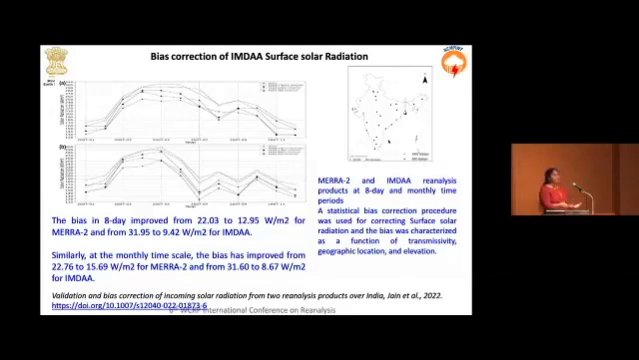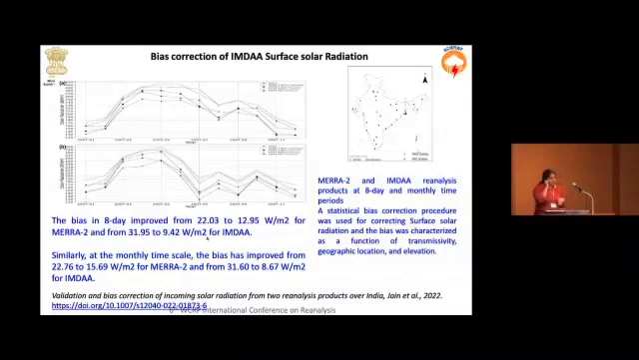Initially they found that there is a lot of bias in the regional reanalysis compared to the global reanalysis, but after they did bias correction, the solar radiation bias improved from 22.03 to 12.95 watts per meter square for the global reanalysis. For the regional reanalysis, the bias was high initially, 31.95, and after the bias correction it reduced to 9.42 watts per meter square.